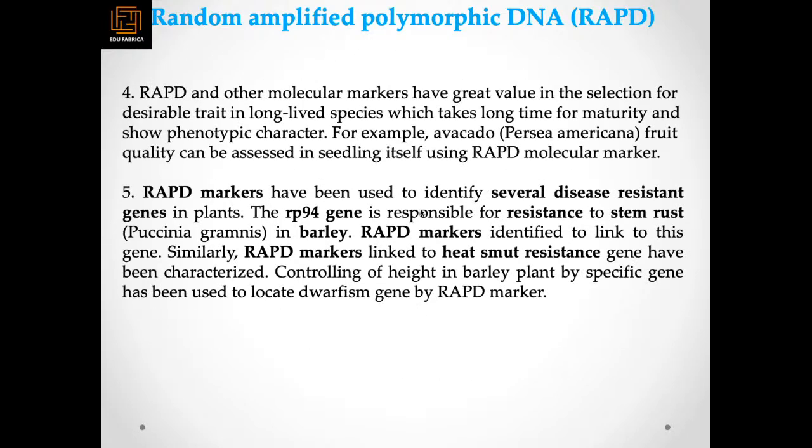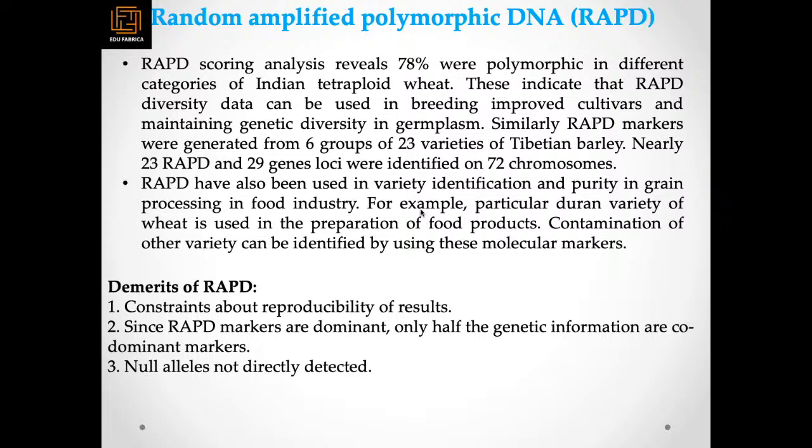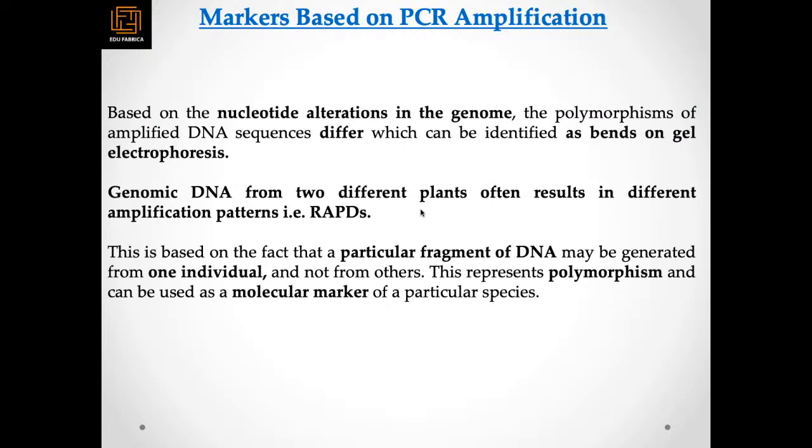Also, RAPD markers have been used to identify several disease resistance genes in plants, like the RP94 gene, which is responsible for resistance to stem rust in barley. RAPD markers were identified as linked to these genes. Similarly, RAPD markers linked to smut resistance have been characterized. Some more applications of the same.